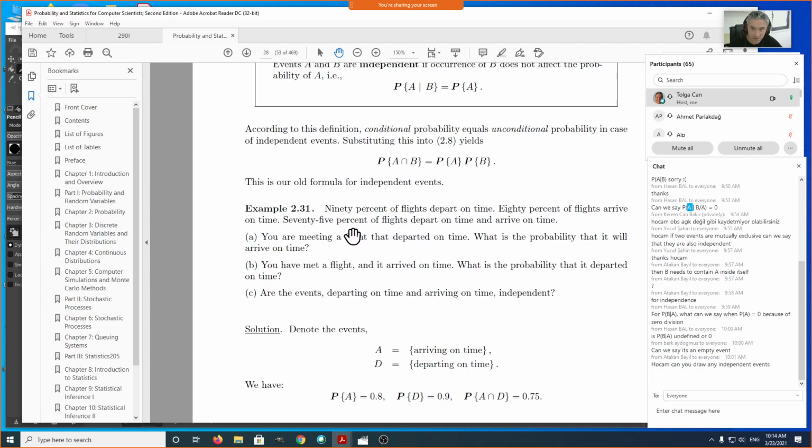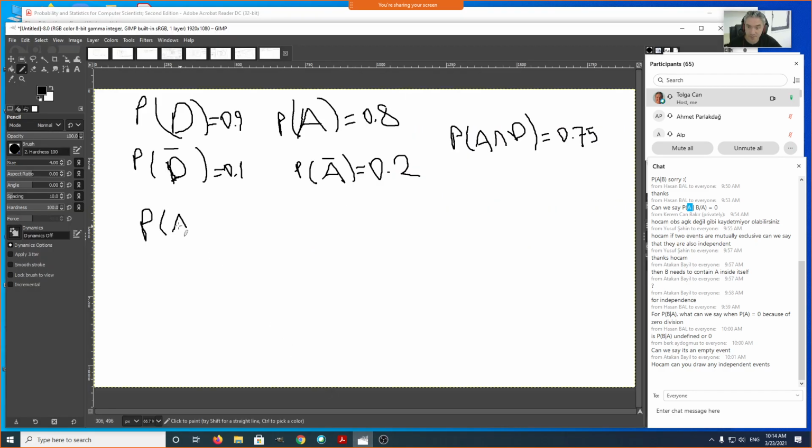Now, given that the flight has departed on time, what is the probability that it will arrive on time? So we are asked this probability. What is the probability of A given D? We just use our definition of conditional probability. It should be the probability of A intersection D, divided by the probability of D, right? This is the definition. If we are given that it departed on time, our sample space reduces to all the flights that departed on time, because not departing on time is not a question anymore.